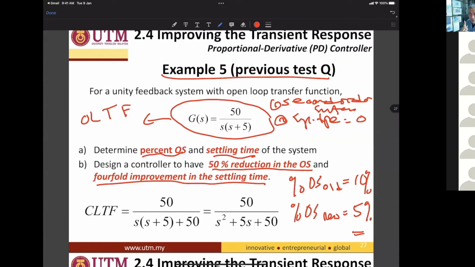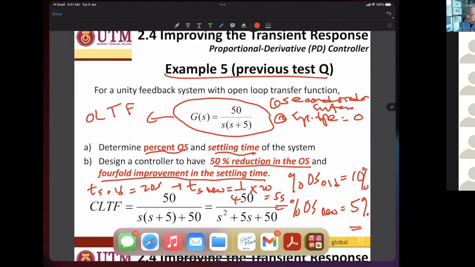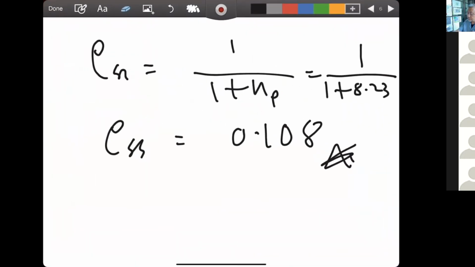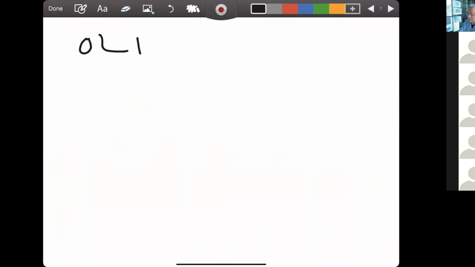Settling time 4-fold improvement. Tadi 3-fold reduction. Sekarang ayat dia 4-fold improvement. So maknanya katalah TS yang lama adalah berapa? 20 second. Okay, so TS baru fourfold improvement, maknanya 1/4 multiplied by 20, which is equal to 5 seconds. Okay. So open loop transfer functions.